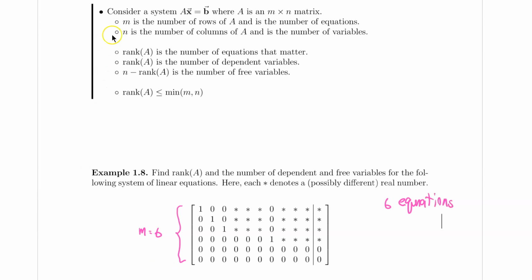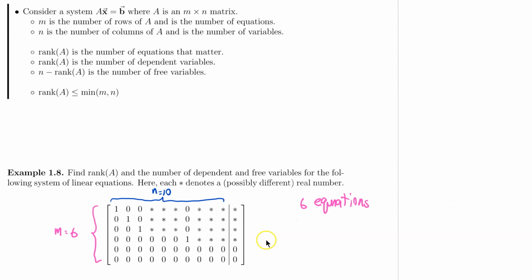Now then, the n here is going to be the number of columns of my matrix A. So in this case, my matrix A has, let's see, 10 columns, so my n is equal to 10. And that means this is also the number of variables that we have. So there are 10 variables in my system.